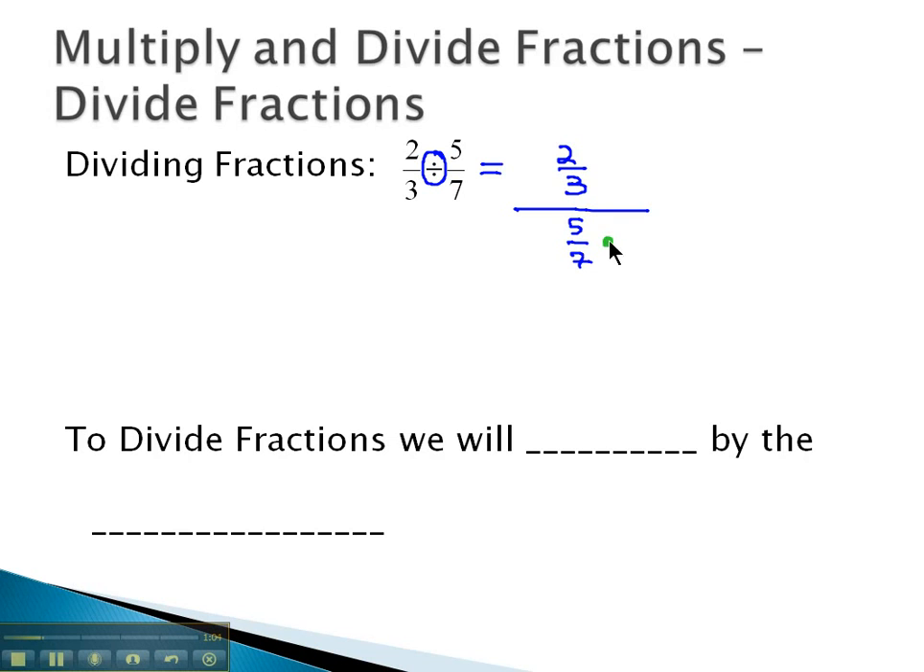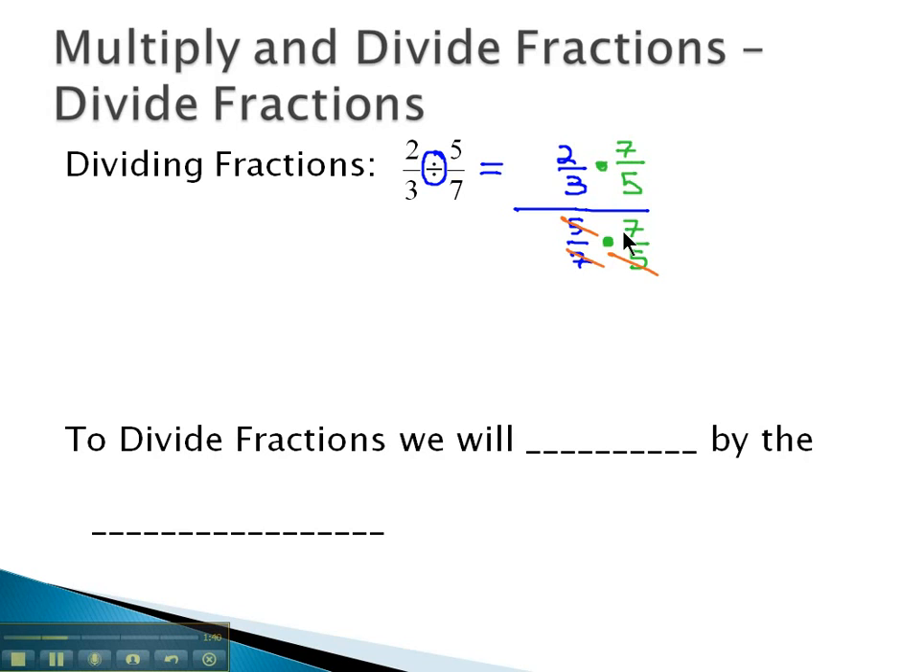Well, we'll multiply this fraction by something that makes this fraction in the denominator equal to 1. What we found out recently is that when we multiply by reciprocals, the answer is always 1. So if we multiply by 7/5, the reciprocal of 5/7, that'll make the answer 1 in the denominator. However, if we multiply by 7/5 on the bottom, to keep the equal value, we're going to multiply by 7/5 in the numerator.